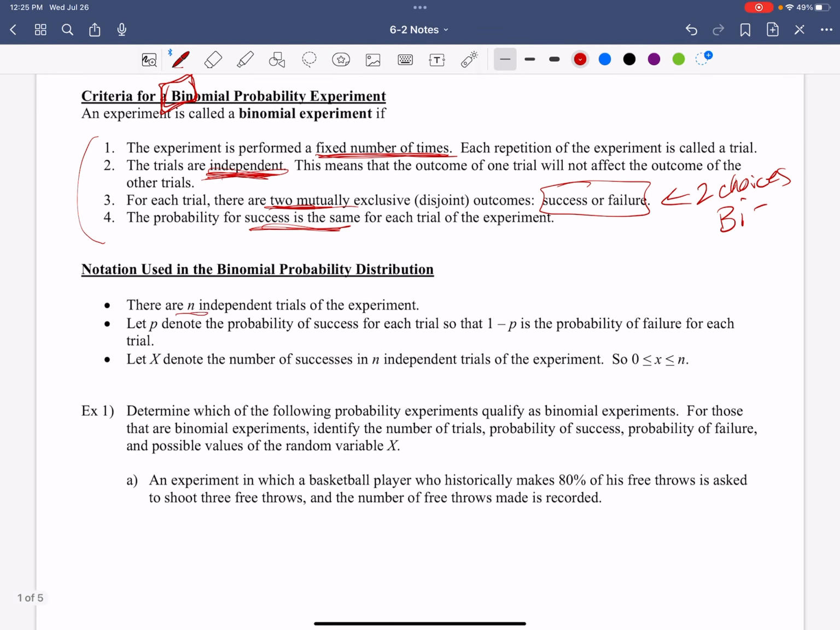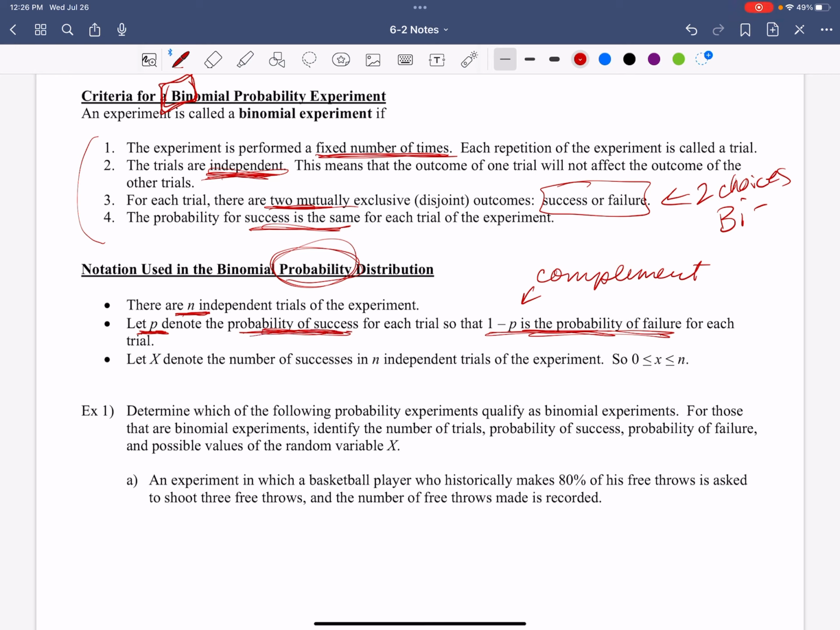There are n, which we know to be the sample size. There are n independent trials. We're going to let P denote the probability of success. So 1 minus P is the option of failure. What is 1 minus P? That's just a complement. What do we know about probabilities? They all add up to 1. This is not brand new information.